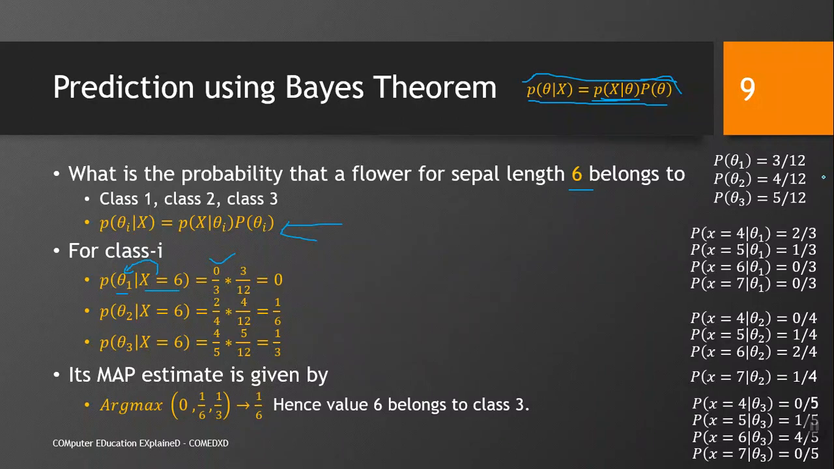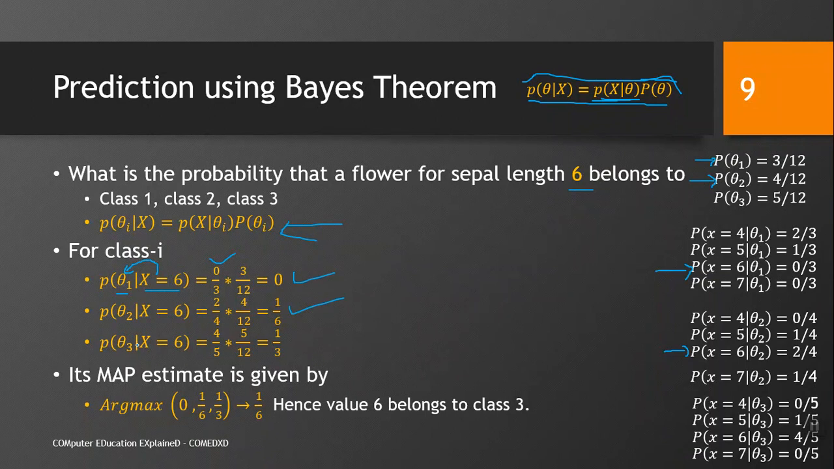0 over 3 is about the value 6 in class 1, for a new instance. If we are given class 1, what is the probability of 6 lying in our class? That is 0 over 3. We have placed here 0 over 3 multiplied by 3 over 12, which is given here. Similarly, to predict for class 2 we perform the same. This is 2 over 4, for 6 in class 2, and 4 over 12, which is taken from here. We multiply them and find some value.